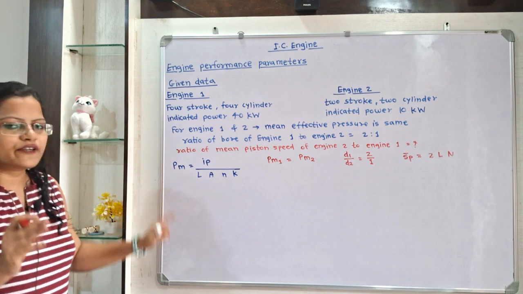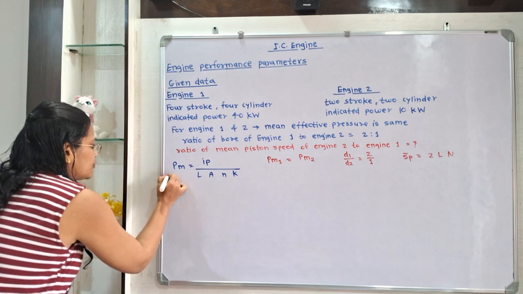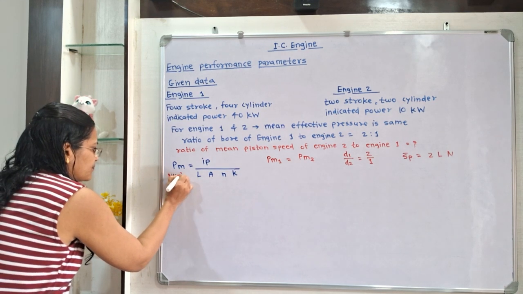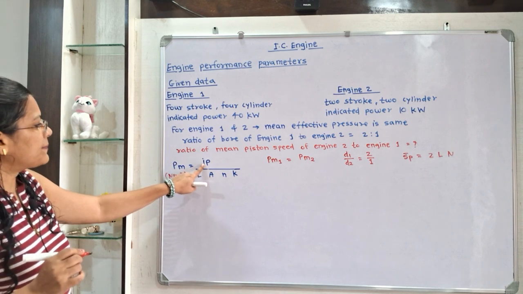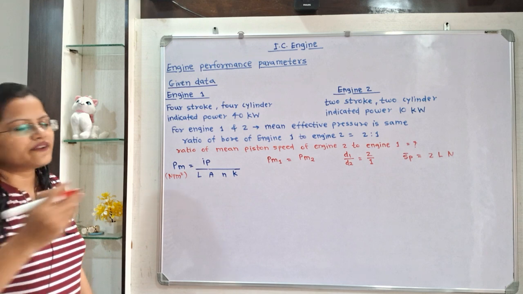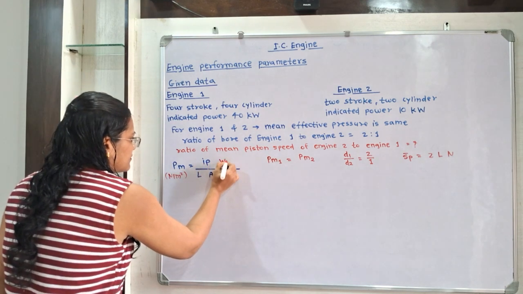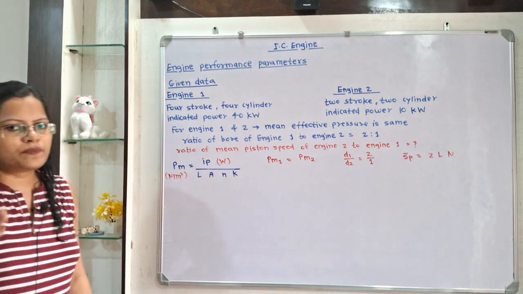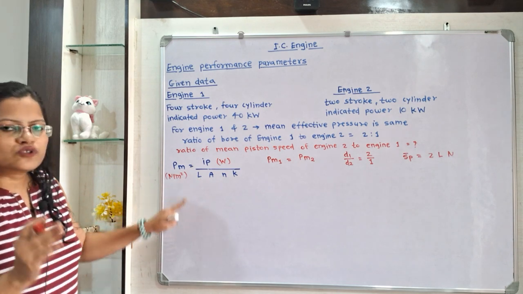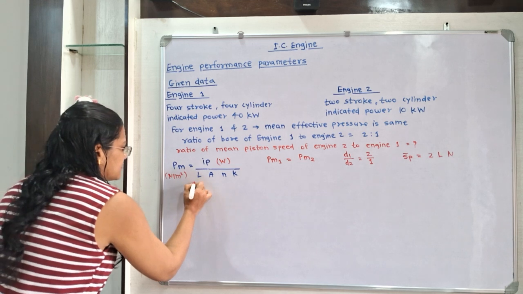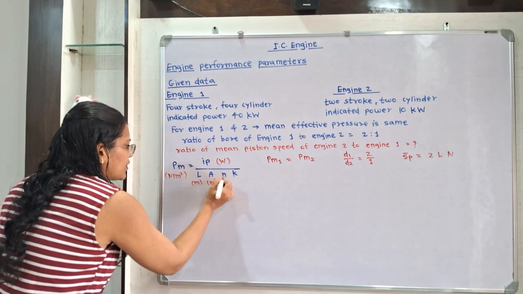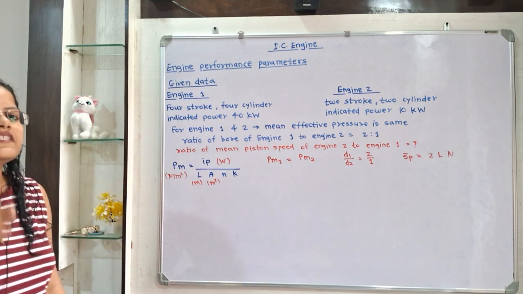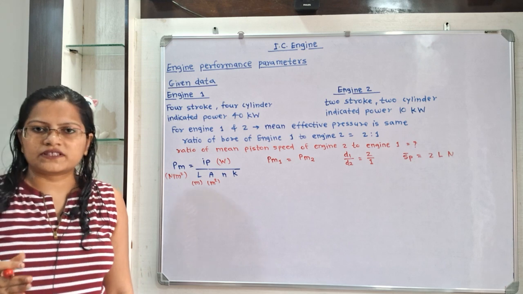This mean effective pressure has the unit Newton per meter square. When this is in Newton per meter square, at that time this IP, that is indicated power, is in watt or joule per second. L, the stroke, is in meter. This area is in meter square. Now what about this n? It is the number of power strokes per second.